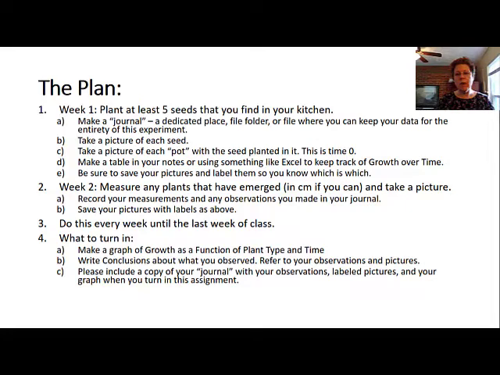When you turn this in, I want you to include a copy of your journal with your observations. And so if you kept a paper journal, please take the time to type it up. You want to have sort of a formal thing that you turn in. I can see what types of observations you were making each week. Label your pictures. Again, you could do that on PowerPoint. You can do that on Word. You can do that by hand and then scan it in. You can do that by hand and then take a picture with your phone. And you also want to include, of course, a copy of your graph when you turn in your assignment.